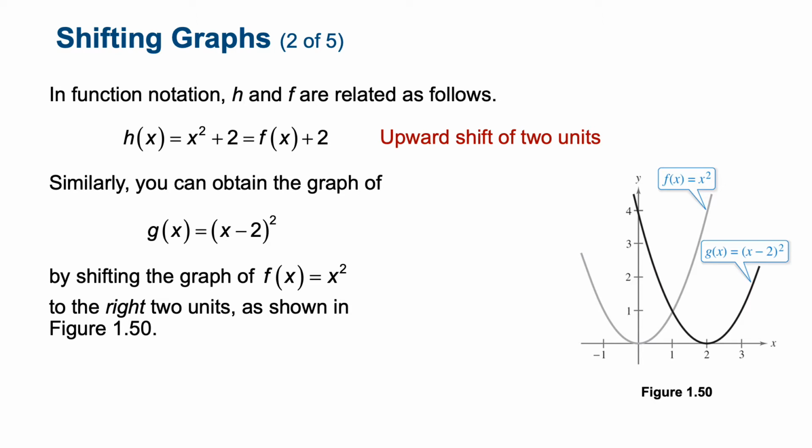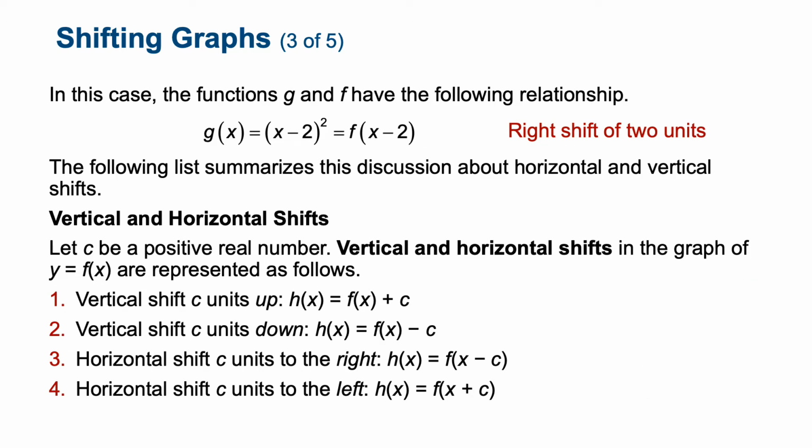Now, if you were to do an x minus 2 in here, this 2 inside the parentheses, inside the function, that shifts the graph to the right 2 units, okay? And you can go ahead and plug in values and check to see if I'm right, but I am right. So here, this g of x, which is x minus 2 squared, is basically f of x minus 2, which is a right shift.